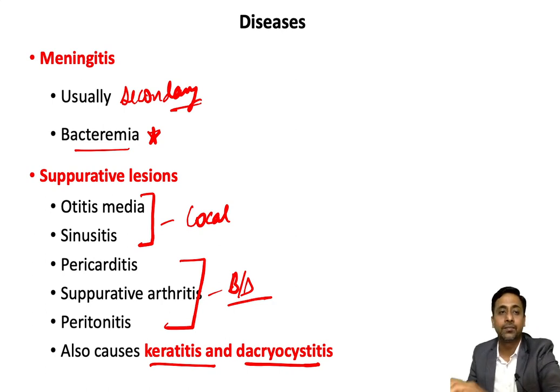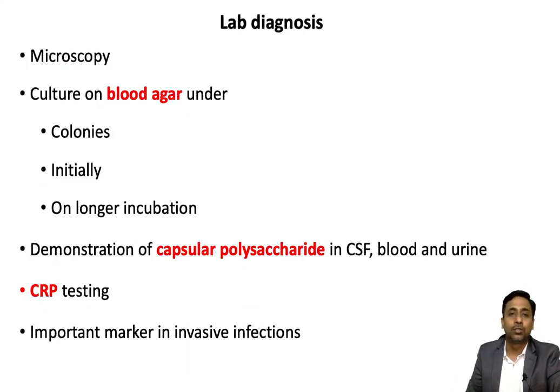Okay. So how to diagnose? Microscopy, as I told you, will show gram positive diplococci arranged in pairs. That is diplococci, meaning arranged in pairs, and flame shaped. Okay, what else?